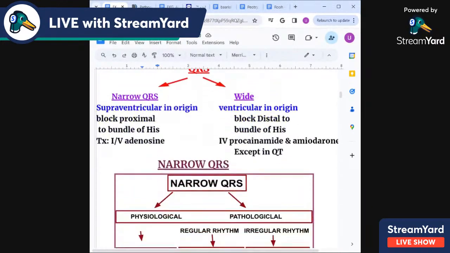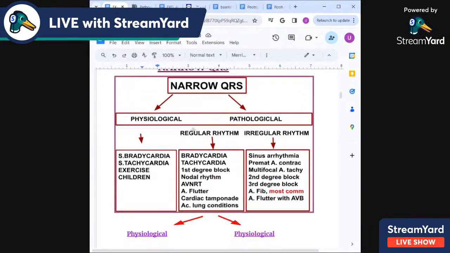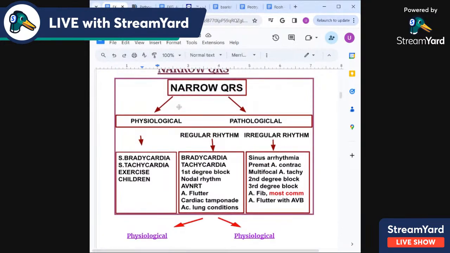So this is what we did. We did the QRS, narrow QRS, and wide QRS. The narrow is supraventricular in origin and the wide is ventricular in origin. So now we start doing the narrow QRS.